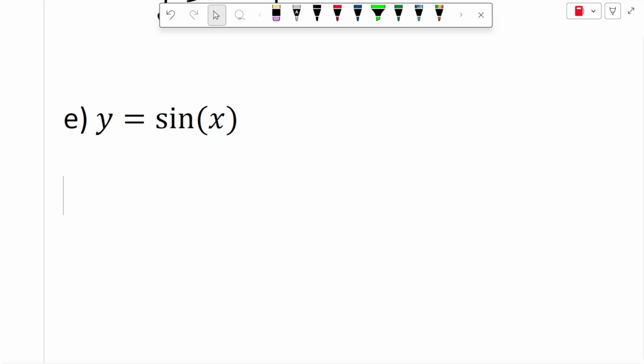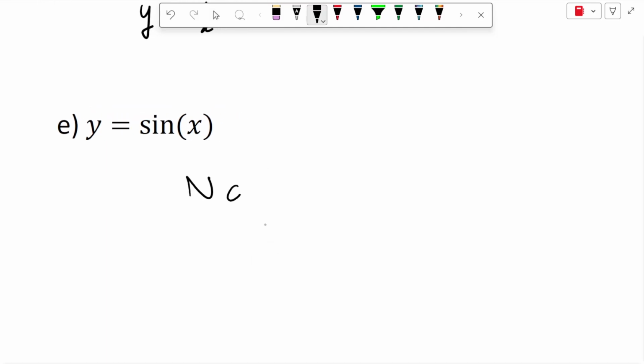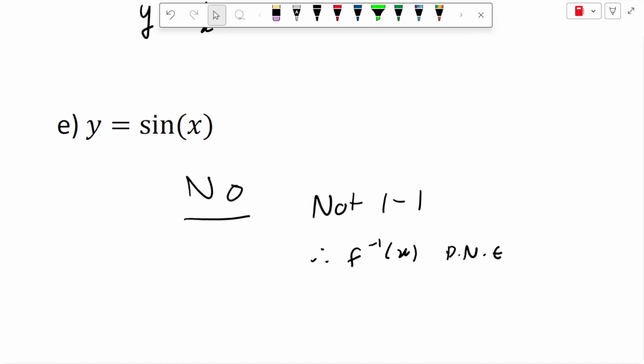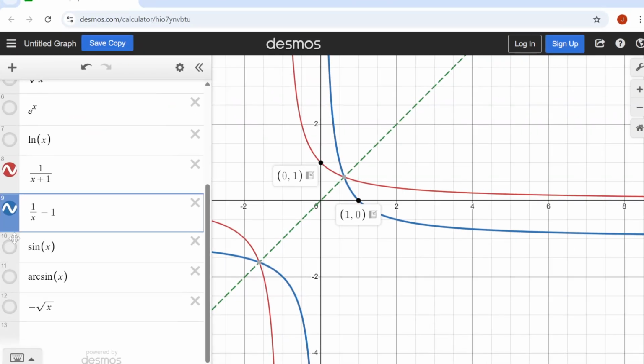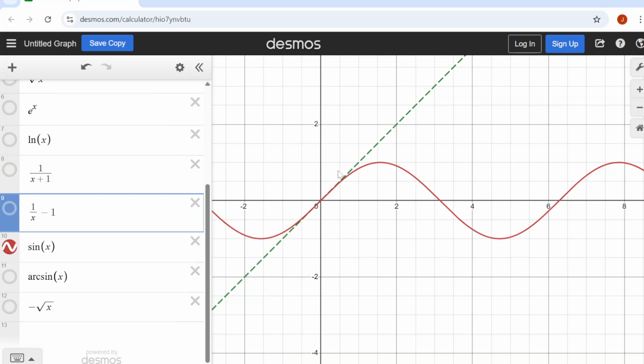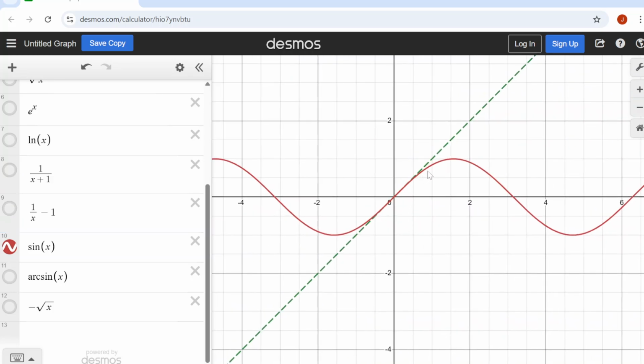y is sine of x? No. So it's not 1 to 1. Therefore, f inverse of x does not exist. And if we want to check that, we can have a look at the graph of sine of x. And there it is. Now, you might be thinking, we do have inverse sine.